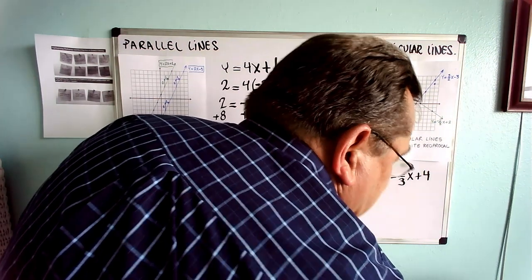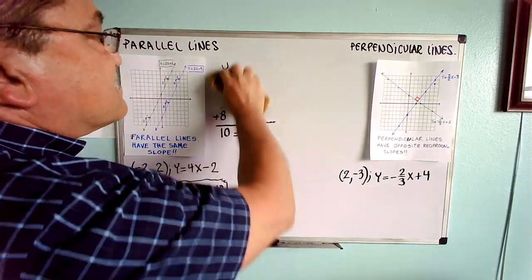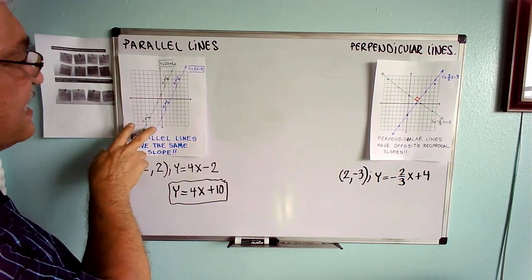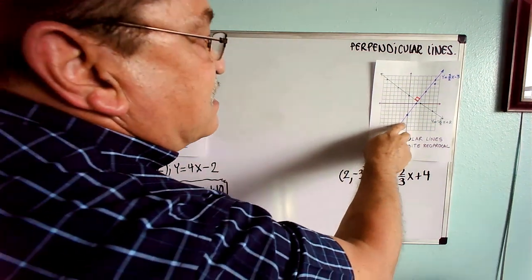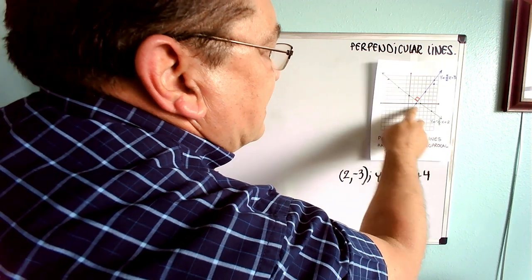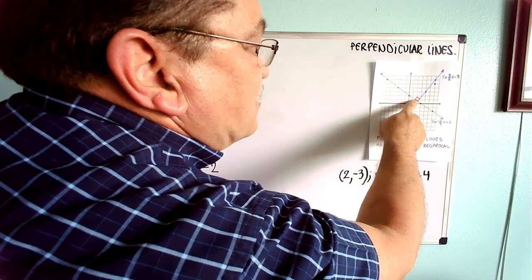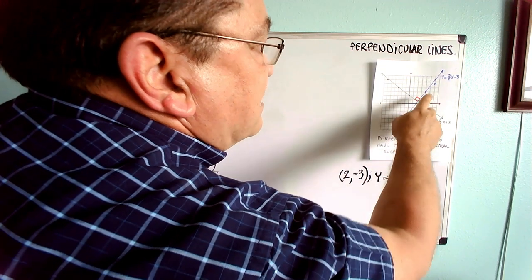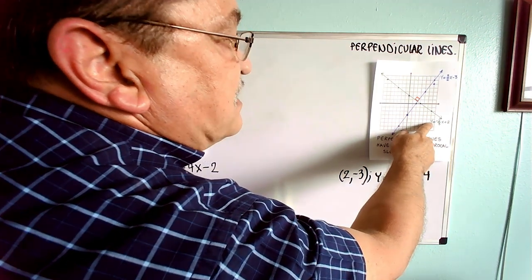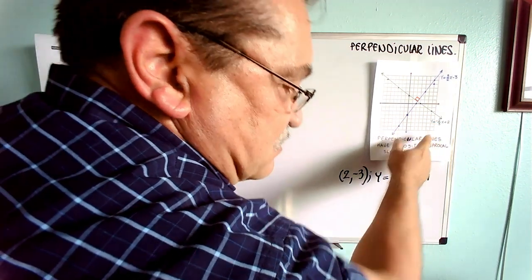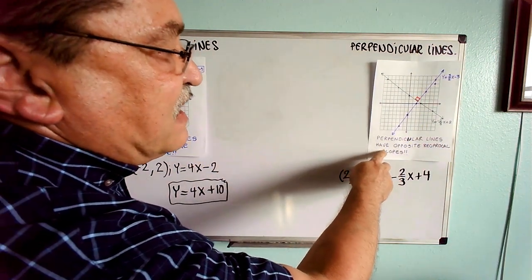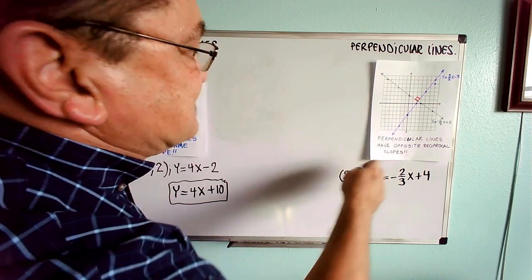In the case of perpendicular lines, if parallel lines have the same slope, for perpendicular lines, look at the blue line and the green line. They are intersecting, forming a right angle, so they are perpendicular. It's because the blue line has a slope of 3/2 and the green line has a slope of negative 2/3. So if two lines are perpendicular, it's because they have opposite reciprocals.